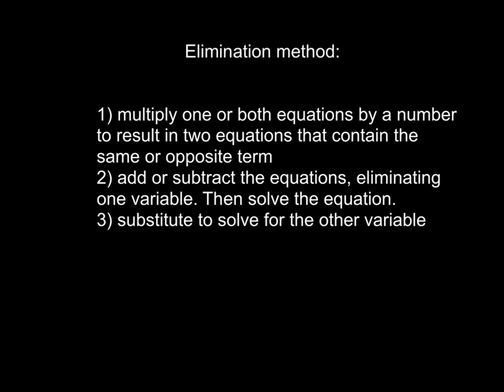The elimination method: the first step is to multiply one or both of the equations by a number to result in two equations that contain the same or opposite term. 2. Add or subtract the equations, eliminating one variable. Then solve the equation. 3. Substitute to solve for the other variable.